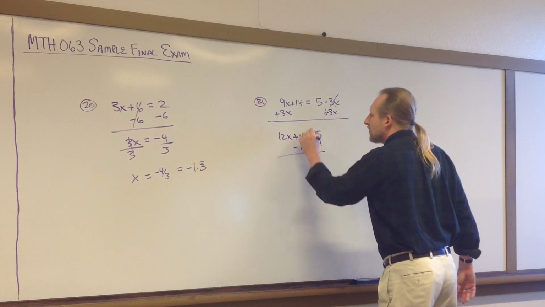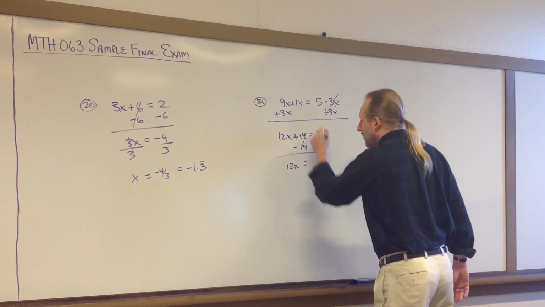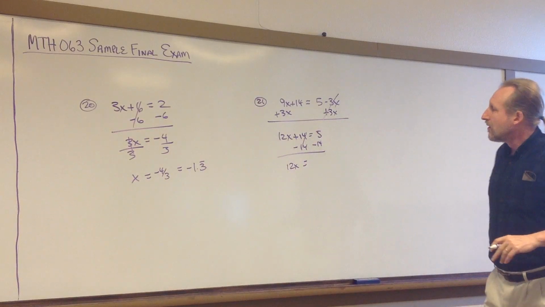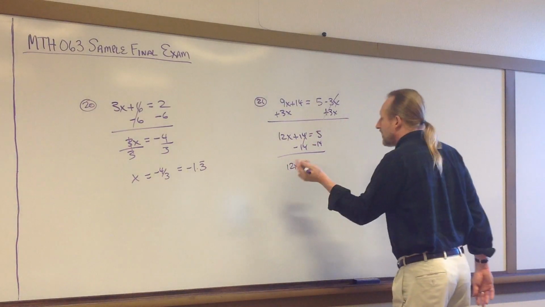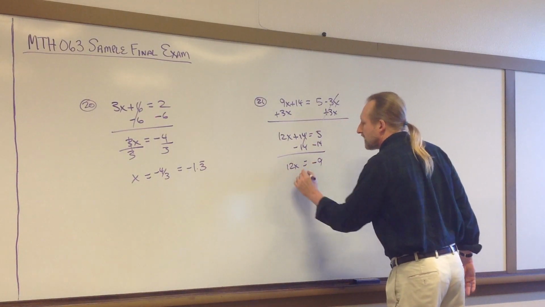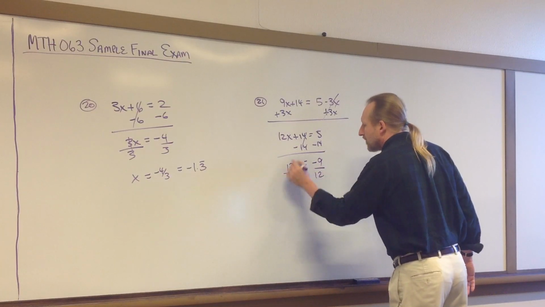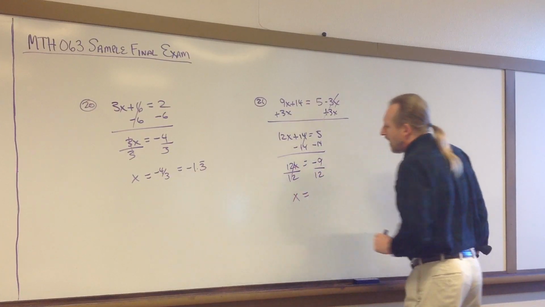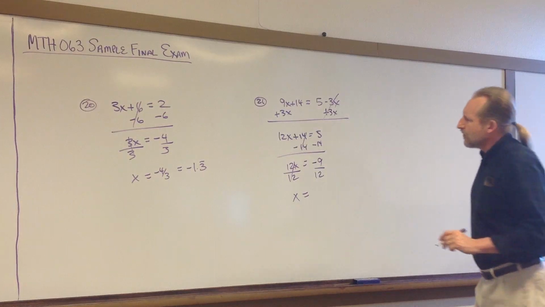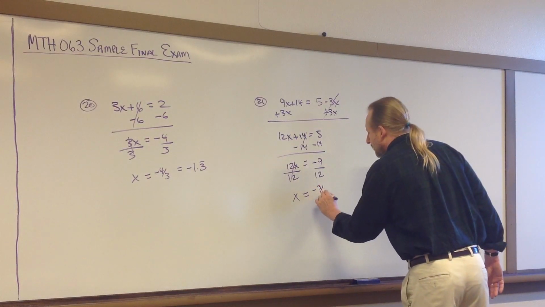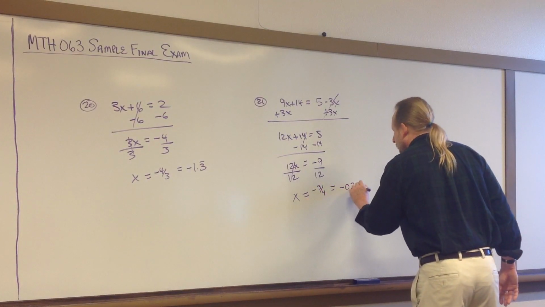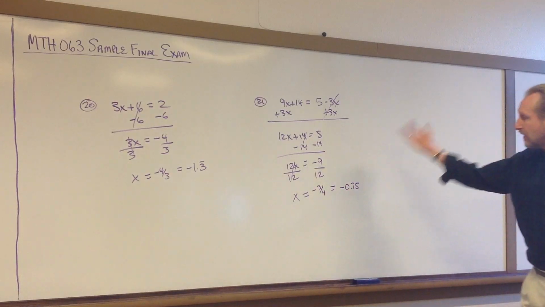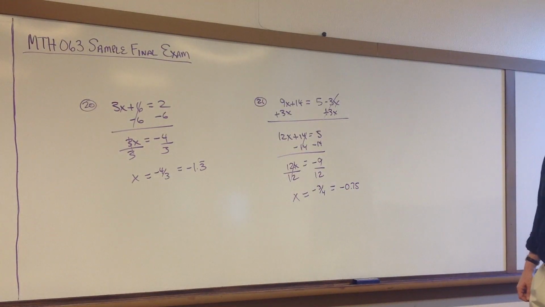Subtract 14 on both sides. And you have a calculator if you're not comfortable working with negative numbers. 5 minus 14 should give us negative 9. Divide on both sides by 12. So what is that going to be? Negative 3/4. And again, if you prefer decimals and you do 9 divided by 12, you should get negative 0.75.